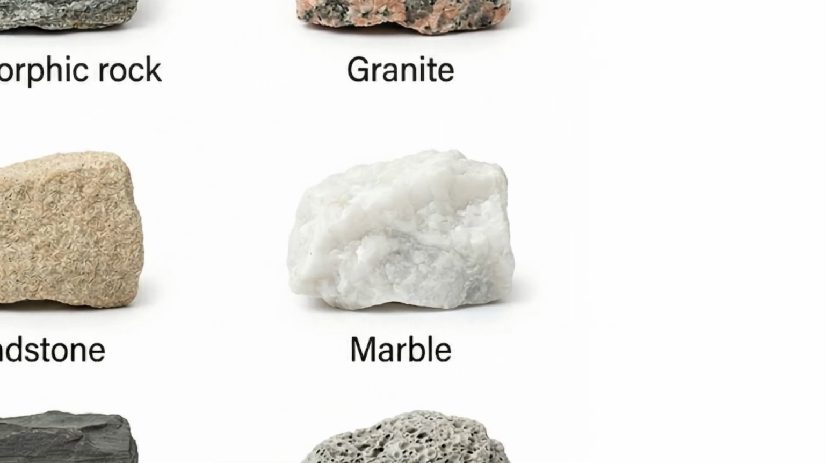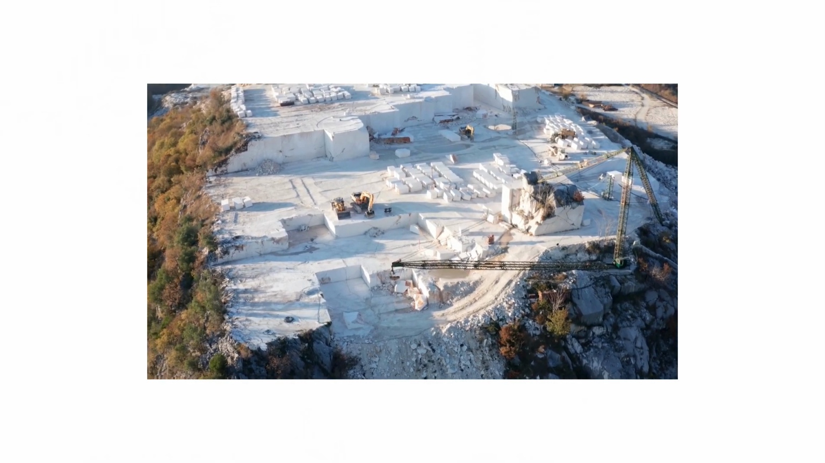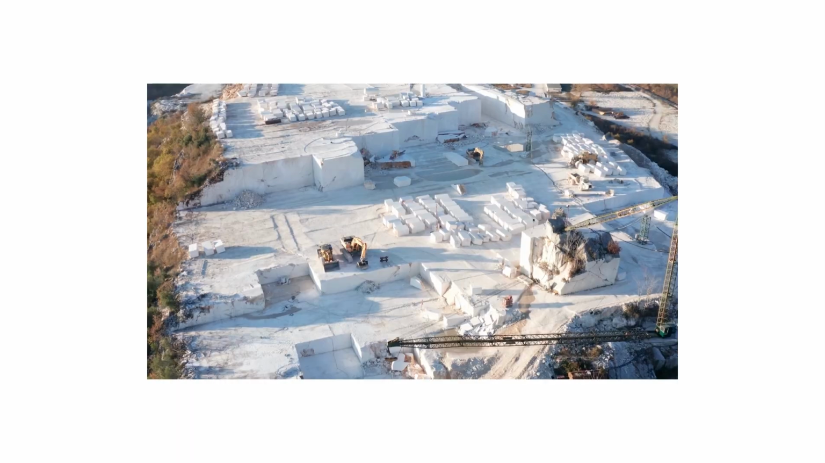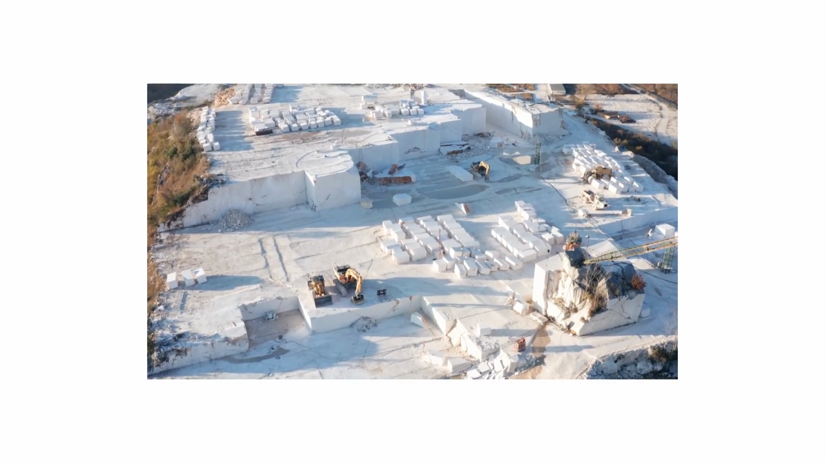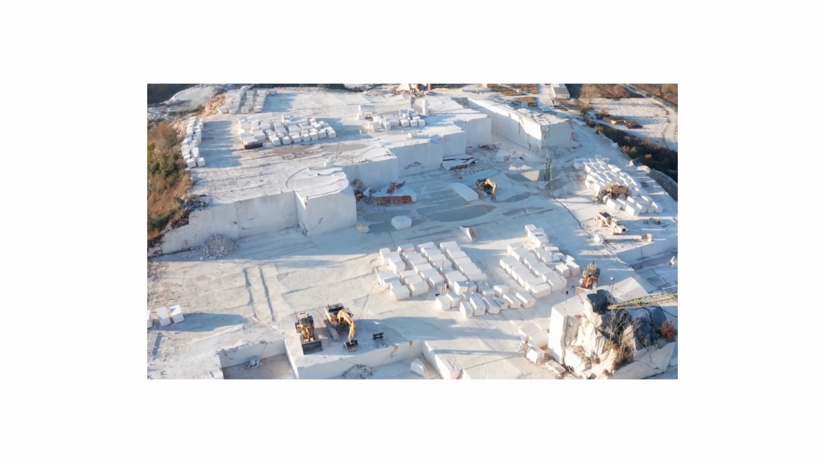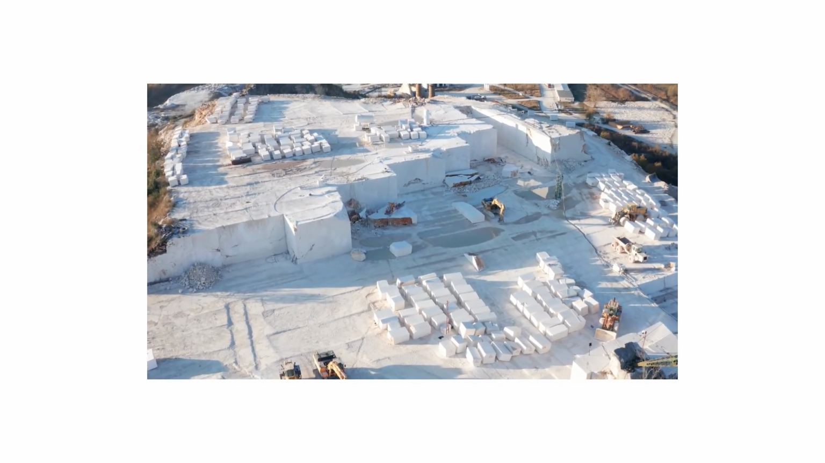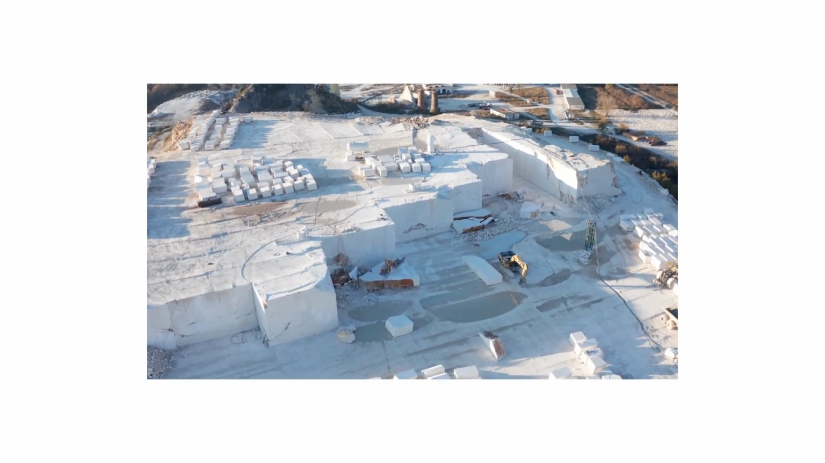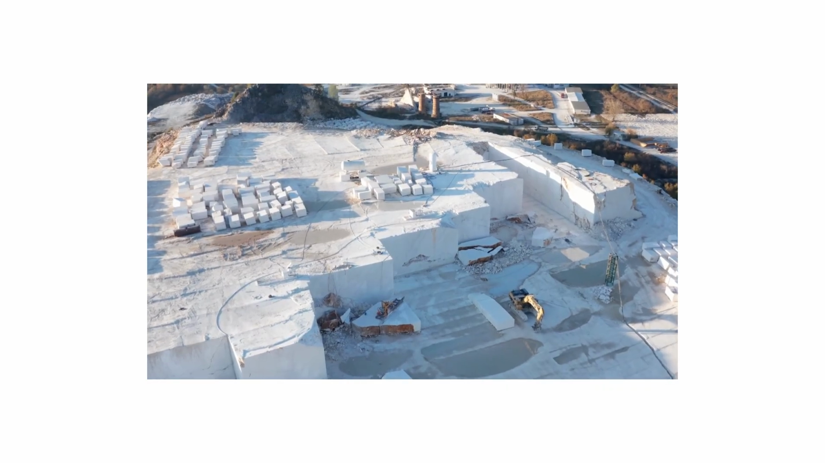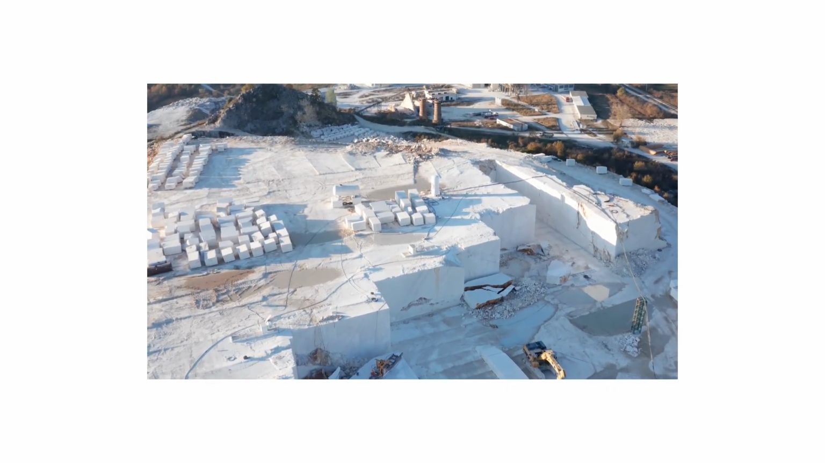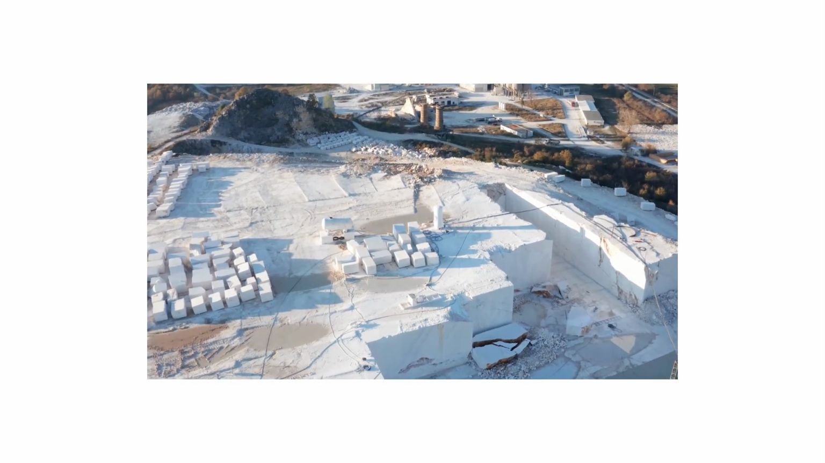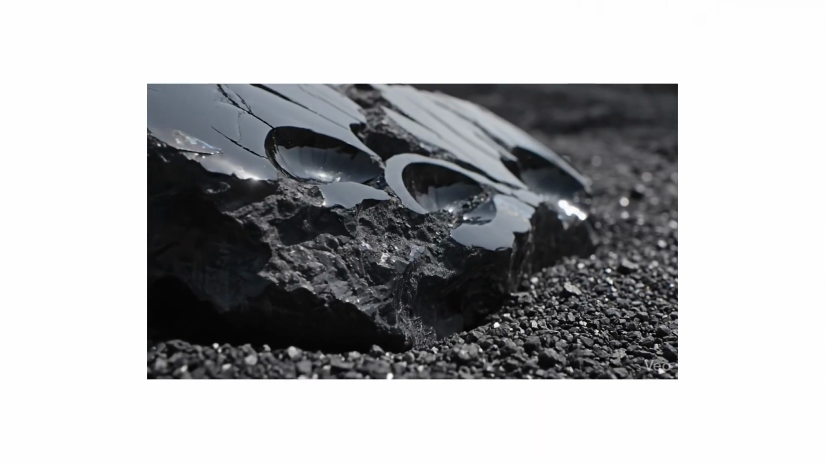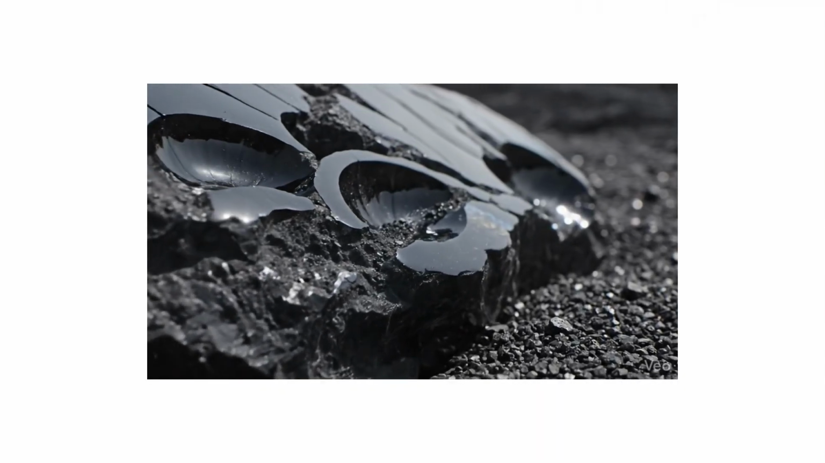Marble. Marble begins as limestone but is transformed by heat and pressure into a much denser and more crystalline rock. The process realigns its mineral grains, giving marble its characteristic smooth texture and the ability to take a high polish. It has been prized by sculptors and architects for thousands of years. Michelangelo's most famous works were carved from Carrara marble, quarried in northern Italy, a source that has been used continuously since Roman times.